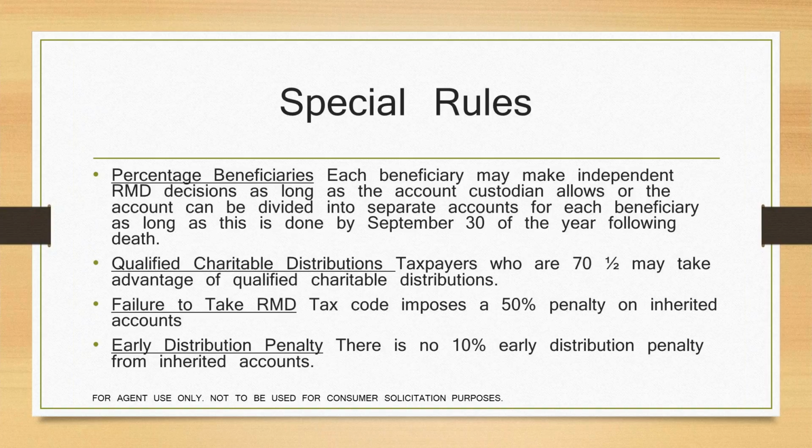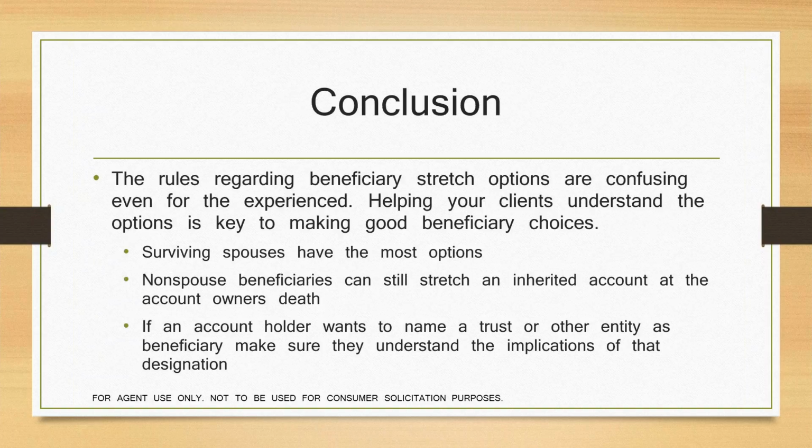If there are multiple beneficiaries, sorting that out and separating out the inherited account into separate inherited accounts for each one of the beneficiaries by September 30th in the year following death will leave all of the stretch options open for each of the separate beneficiaries. So being aware of that deadline, September 30th of the year following death, where there are multiple beneficiaries, is a smart thing to do.